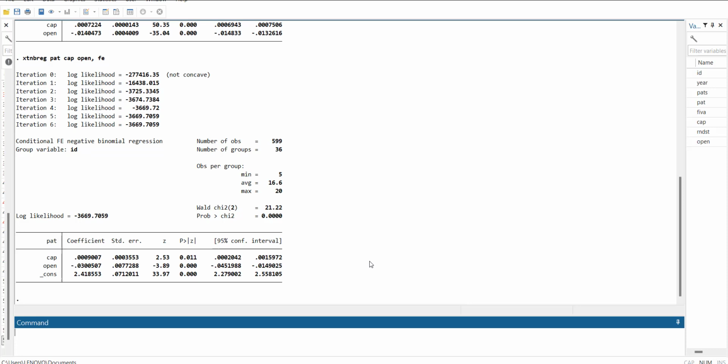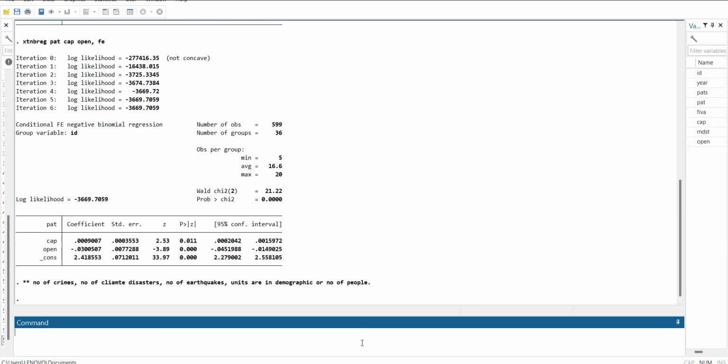I hope you understood the two models for the case of a discrete dependent variable, and I have also given examples, like models where your dependent variable is number of crimes, number of climate change disasters, number of earthquakes, or any event where there are discrete outcomes, like number of people employed, number of people fired. Where the variable is demographic rather than dollars or rupees or percentage units, its units are number of people.